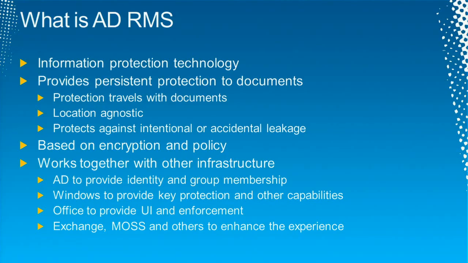Now, one of the key parts about RMS is it really provides persistent protection to documents, right? What that essentially means is that when a document is protected, the encryption actually travels with the document itself. So it's not like typical places where someone has an access control check, you get the document, and then you can do anything with it, right? We always persist the protection on the documents itself.